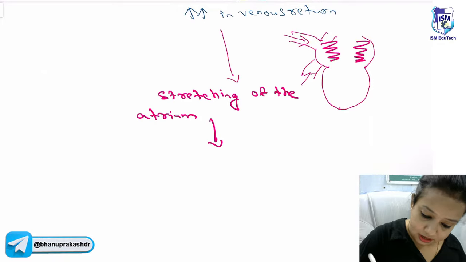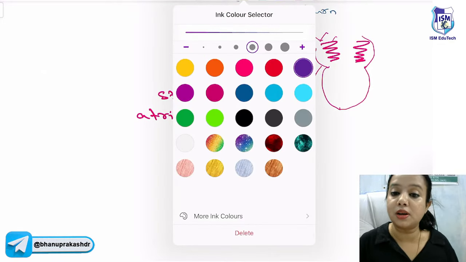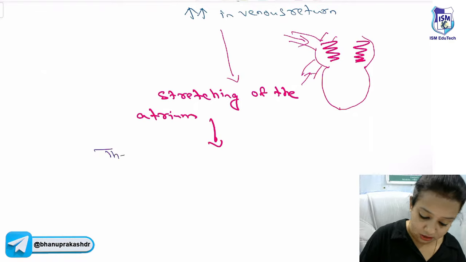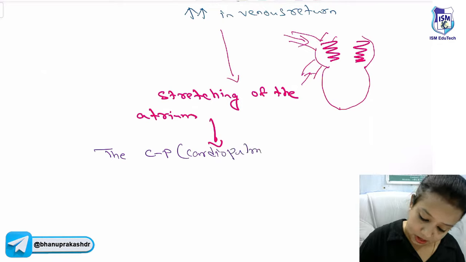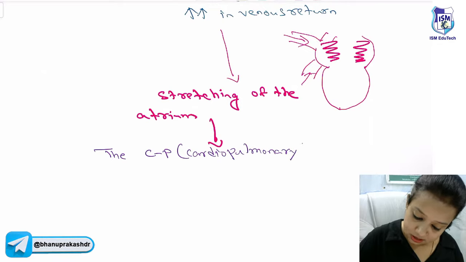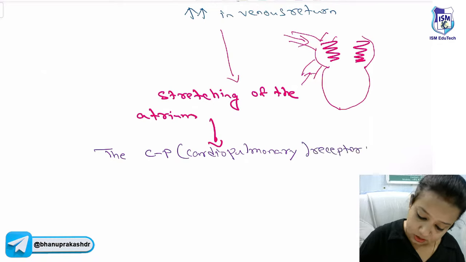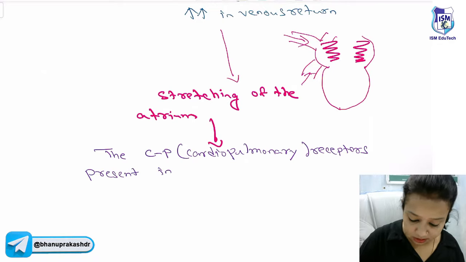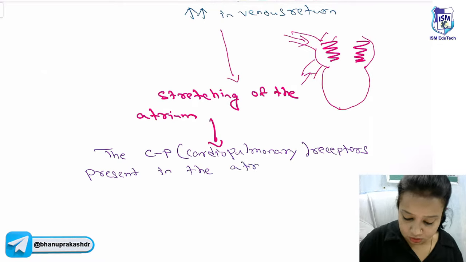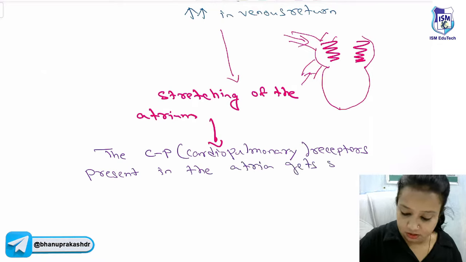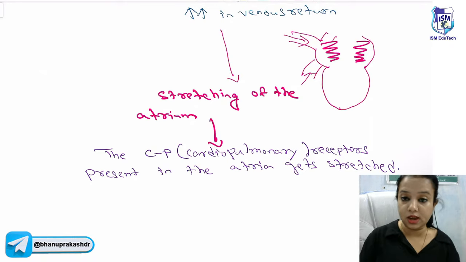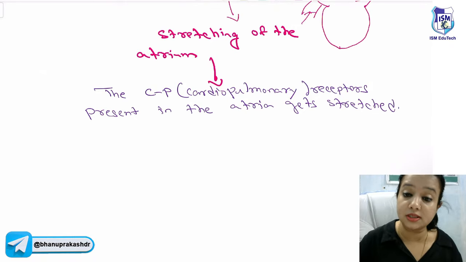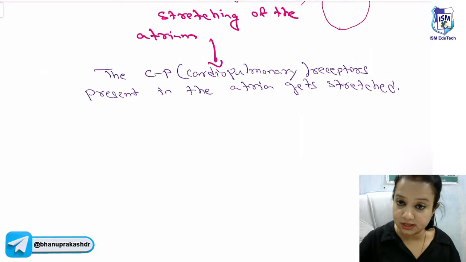Now there are certain cardiopulmonary receptors, the CP receptors, present in the atria, which get stretched. This is what is happening. Now, this is where the Bainbridge reflex starts from.